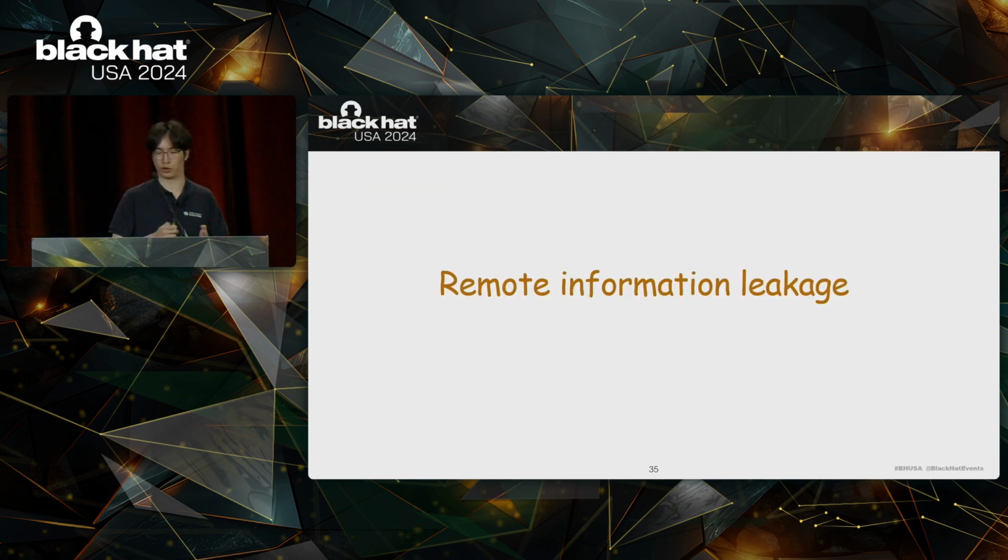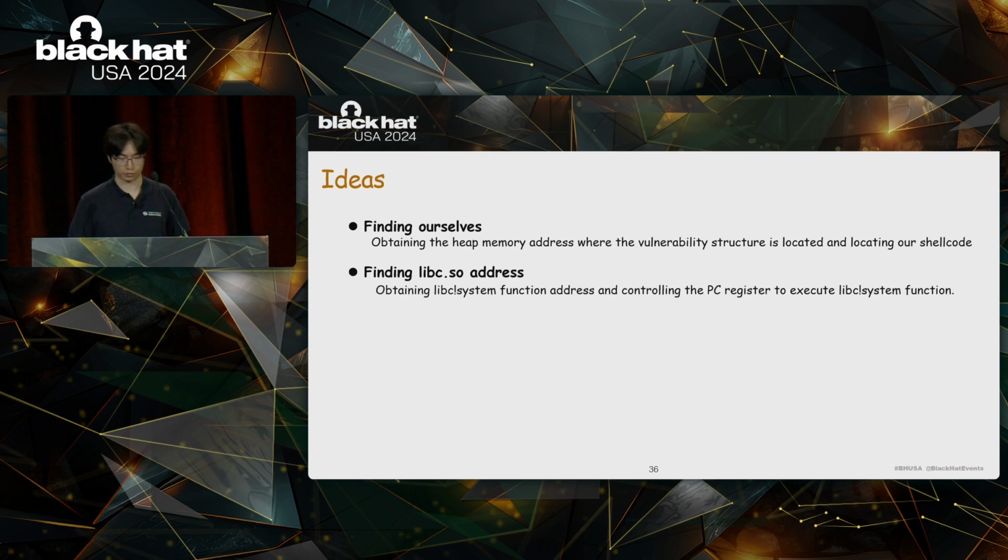In this part, I will introduce how to achieve remote information leak in our case. And this step is often the most difficult part of achieving RCE. Our initial plan was as follows. First, find the memory address of the vulnerable structure to locate our shellcode. Next, we plan to locate the address of the libc shared object, which would give us the address of the system function. Then we would control the PC register to jump to this system function.